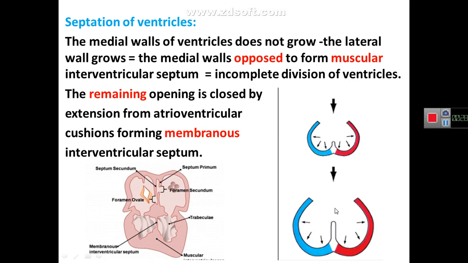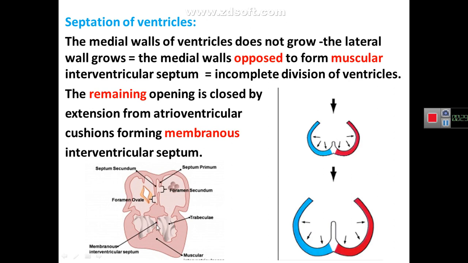But you can see also from the figure that this septum is not a complete septum. It does not divide the cavity of the right and left ventricle completely. There will be a defect above this septum. This defect is closed by extension from the atrioventricular cushion. This extension will be the membranous interventricular septum.